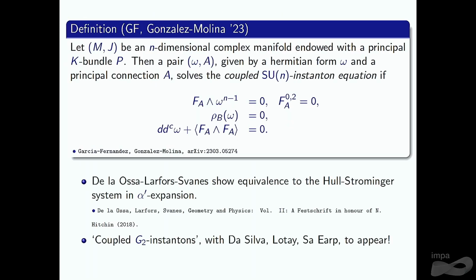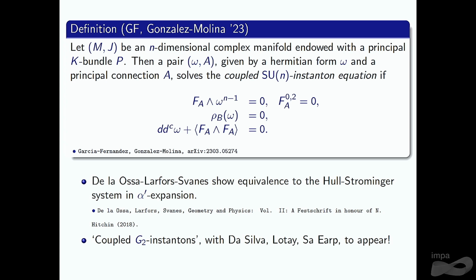So what is a coupled instanton? This comes from my work jointly with Raúl González Molina, who is here doing his thesis, and you can ask him all the details about this. So you have an n-dimensional complex manifold endowed with a principal bundle. The bundle is going to have a pairing on the Lie algebra. I didn't write this down, but I should.